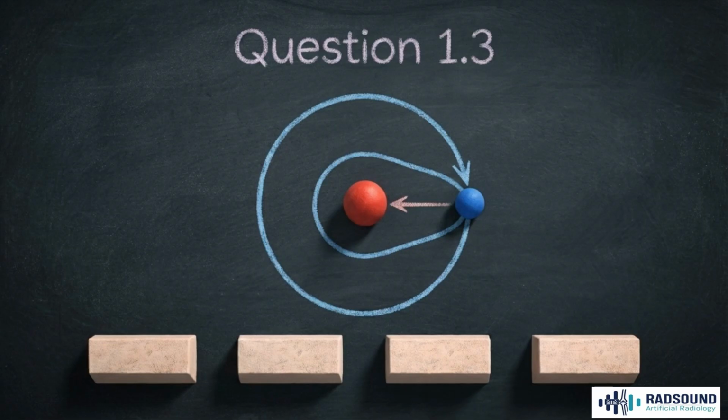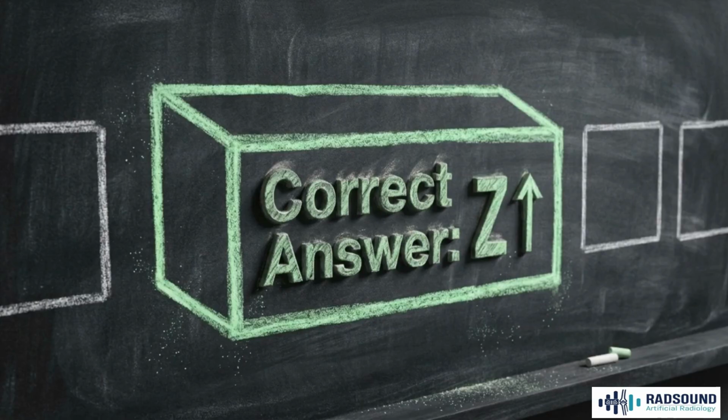MCQ 1.3 tests this relationship. To increase the binding energy of a K-shell electron, you need a stronger nuclear pull. The correct answer is B, increasing the atomic number.